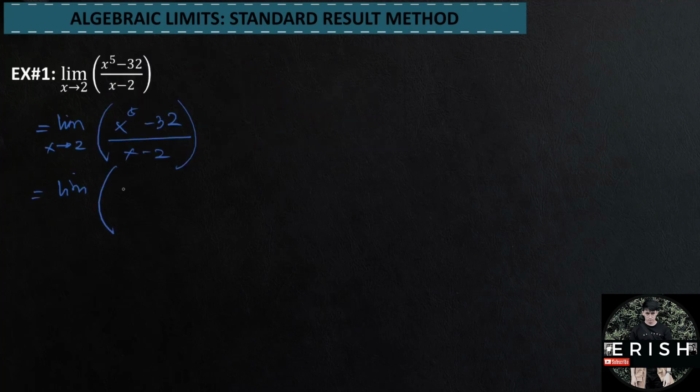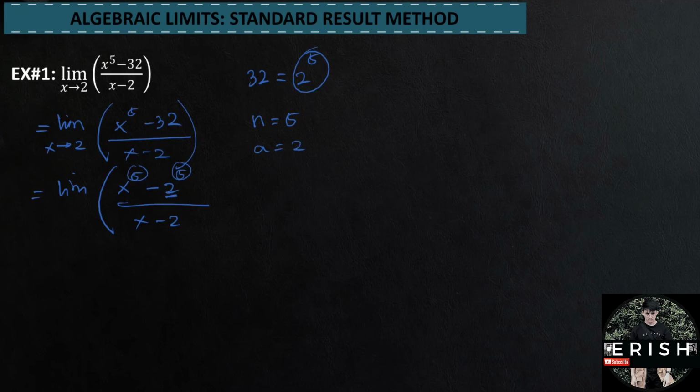Ito, as is na yan, x raised to 5. And yung 32 natin, 32 is equal to 2 raised to 5. So, pwede natin itong ilagay dito. This is minus 2 raised to 5. Magkamukha na sila. Over x minus 2. Ang n natin for standard result method sa problem number 1 ay 5. And ang a natin is 2. Dito rin natin yan makikita yung 2 na yan. So, ibig sabihin, pwede na natin siya gamitan ng standard result method.